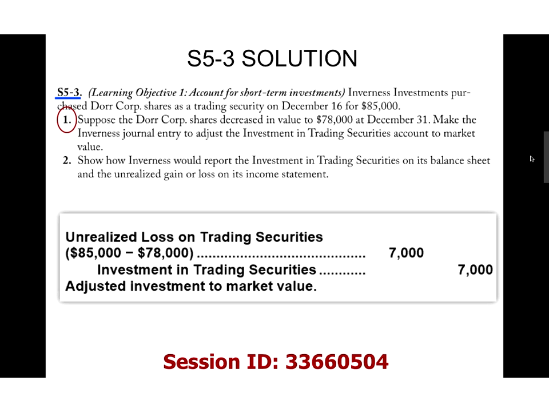Okay, so that is part 1. We do this adjustment, and we do an adjustment because we still own it. It's a trading security. We haven't sold it, and it's fallen in value, so we have an unrealized loss.